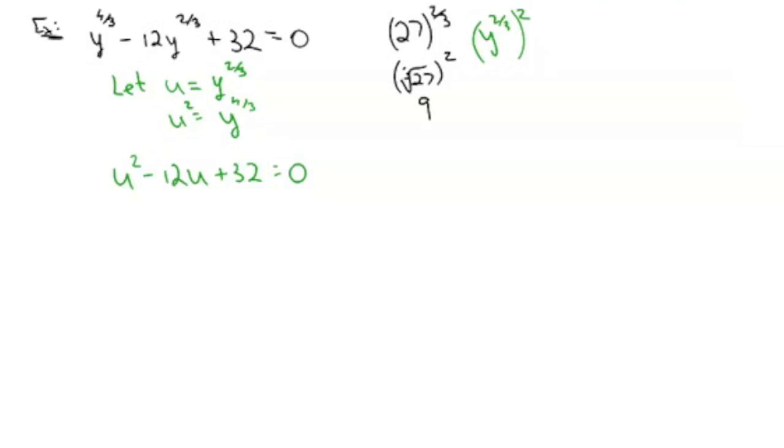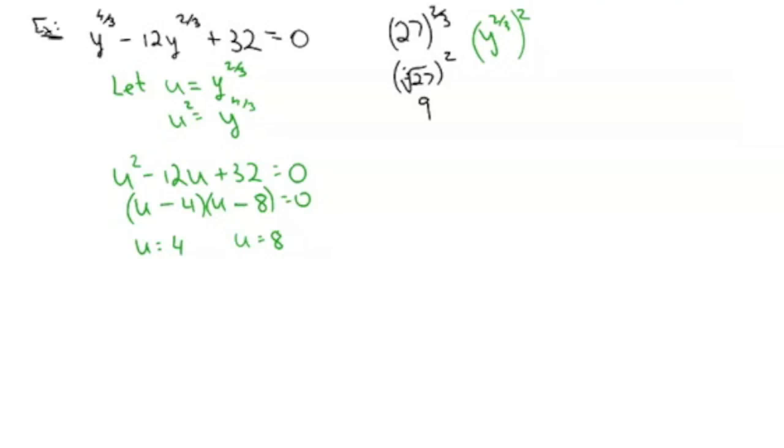Okay. Factors of 32 that add up to 12. 4 and 8. So we're going to get u minus 4, u minus 8, and both of them negative. So far so good? This one actually looks nicer than the last one. So this one says u is equal to 4, and the other one says that u is equal to 8. Set u minus 4 equal to 0, set u minus 8 equal to 0, add 4, add 8, and you get those two solutions.